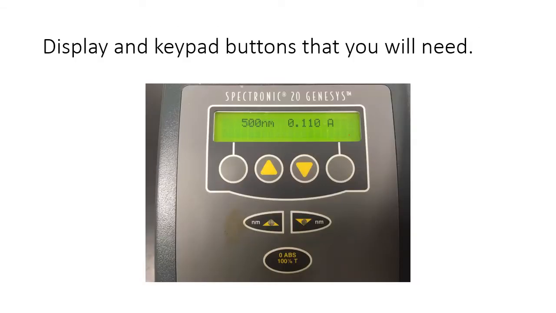All right, so the keyboard things that we will need are the nanometer ones. You adjust the wavelengths up and down with those little knobs, and then we'll be able to set the blank with the knob below, which is the percent transmittance or the absorbance.